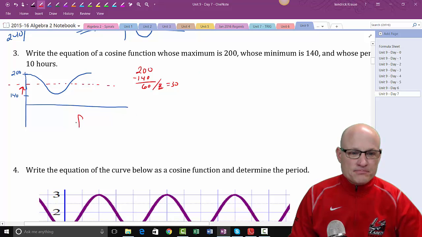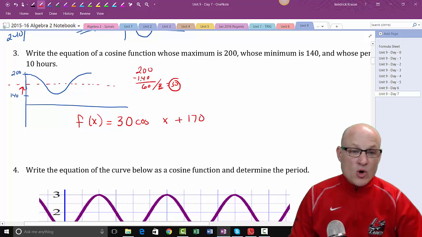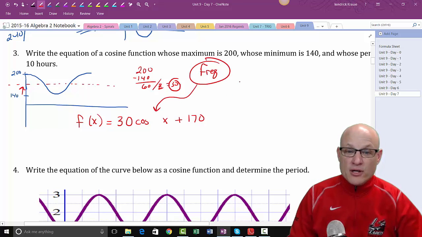So f of x is equal to, oh, I already know my amplitude too. My amplitude is 30. So 30 cosine something with x, plus 170. So the only thing I got left to find is my frequency. The only thing I got left to go is my frequency, and frequency goes here. And remember, period is equal to 2 pi over frequency. Correct? Still with me?